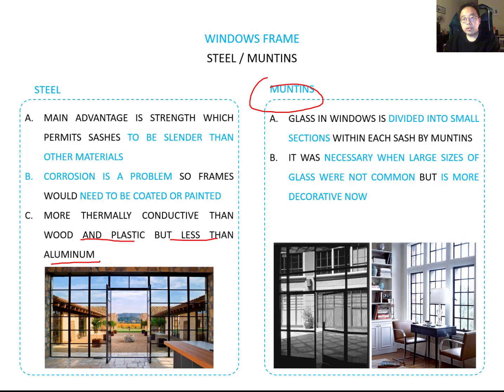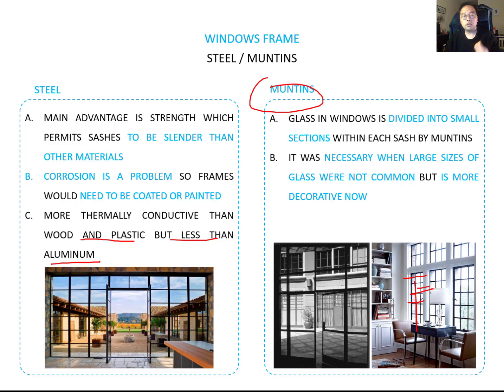This window frame was used when large sizes of glass were not available. Historically, it was hard to make huge glass, so probably for this reason, they articulated the frame and put small pieces of glass into it. However, nowadays we can make larger windows and larger glass. It's more common, so these days the purpose is more decorative than historical.